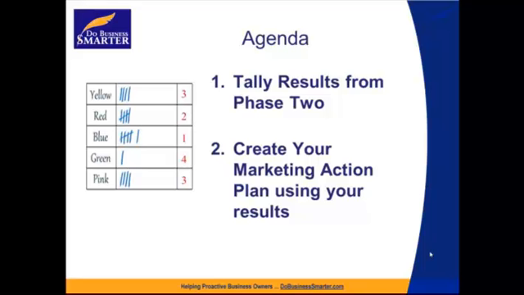On tallying the results, it's pretty straightforward. In the survey in phase 2, you asked your clients to choose which of the headlines, features, benefits, and offers appeal to them most. So you're just going to do a straight count. If you use SurveyMonkey, it already has them ranked for you. What I want you to do is pick out which ones got the most votes. Not just which ones got the most number 1 votes, but which ones got the most votes overall.